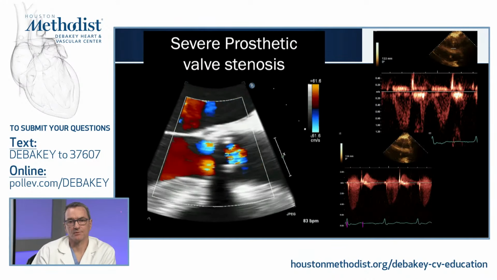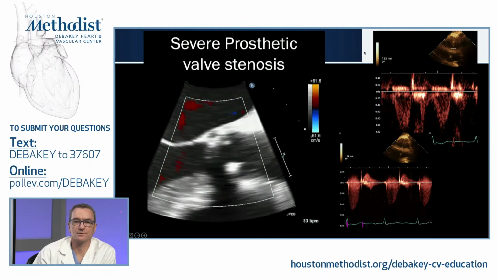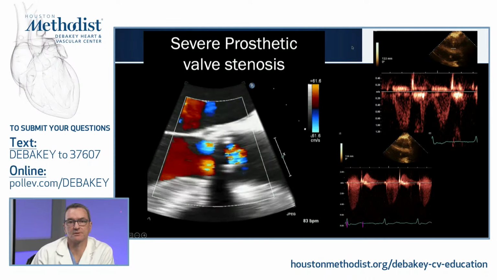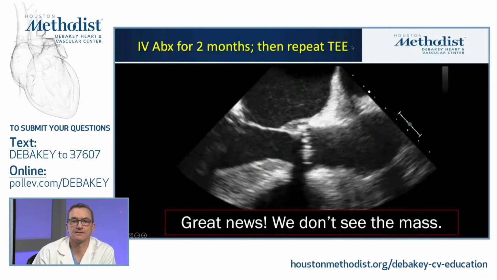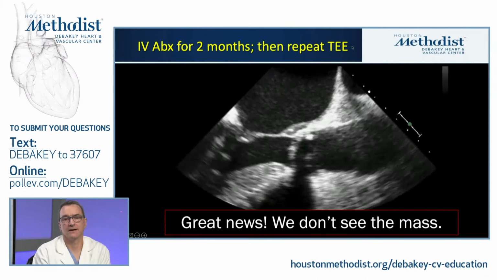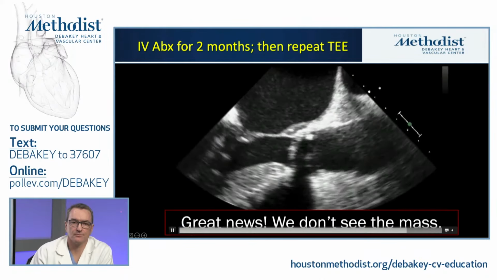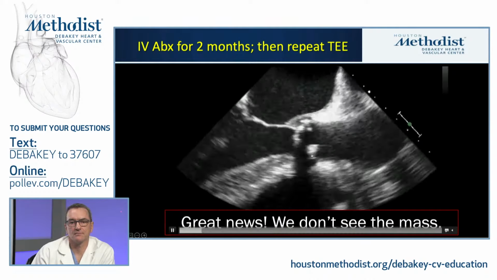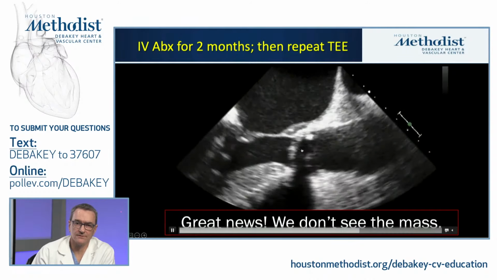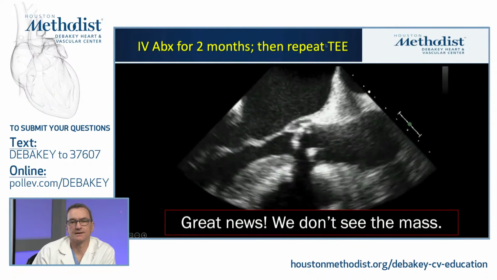In fact, when the Doppler was placed, the spectral Doppler, you can see had a very high gradient, over 4 meters, so it's also obstructive with severe prosthetic valve stenosis. So after 2 months of IV antibiotic and followed by a repeat, briefly there's a moment of good news. The mass seems to have resolved. The leaflet looks a little bit different. Is this really good news?